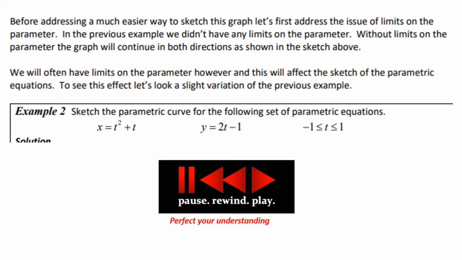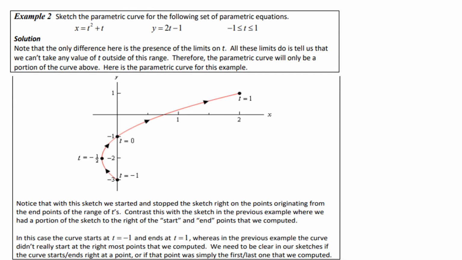Let's see how you did. Okay, this is just a subset of the previous curve, so what we do is we start here and we end here. So we only get a part of the curve when we provide limits for the parameter. So the curve starts at t equal -1 and ends at t equal 1. So this was a different situation, and you want to understand this.